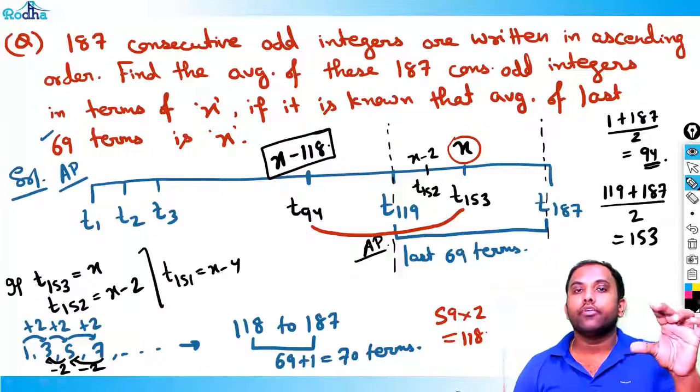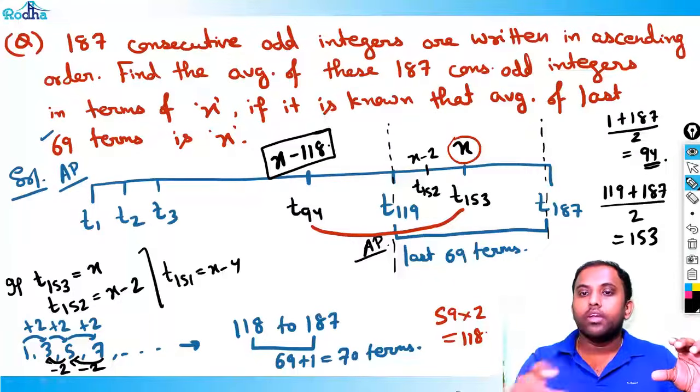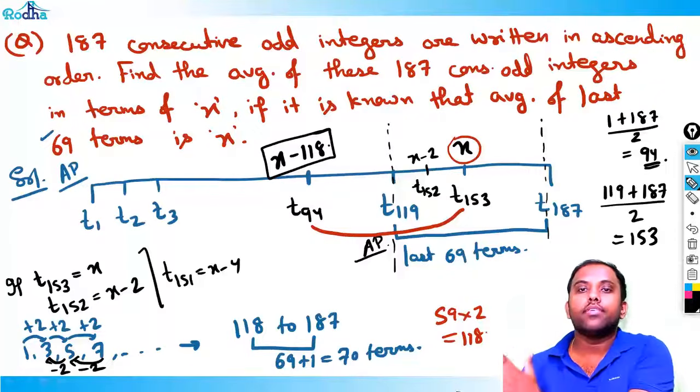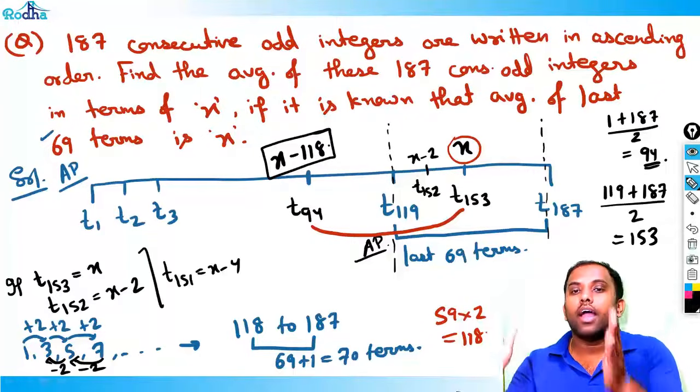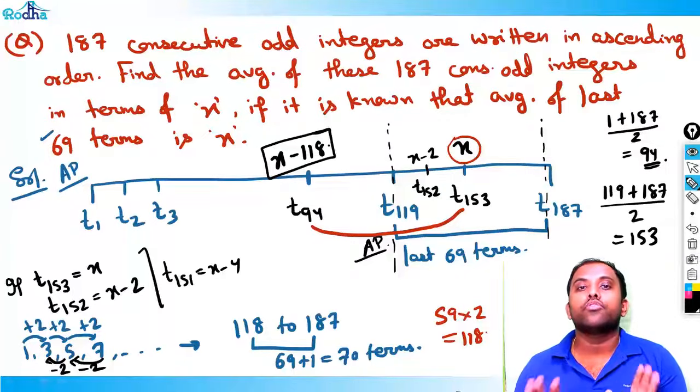You have to find the value of T94, given that the average of the last 69 terms is x. What are the last 69 terms? 187 minus 69 is 118, so start from 119. 119 to 187 are the last 69 terms. I can treat this series as a separate AP because here also the gap is of 2. The average is first term plus last term by 2, 187 plus 119 by 2, that is 153. So T153 is the average, which is given as x, and we need to calculate T94.